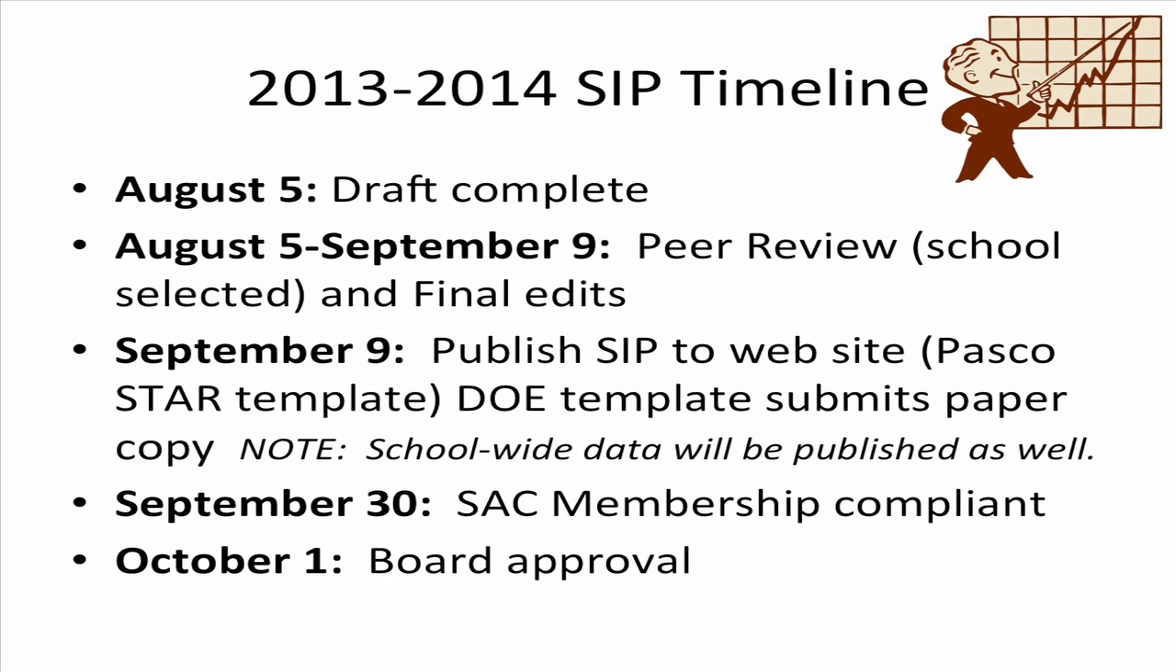On September 9th, publish the SIP to the website if you are using the Pasco Star template. This can be done electronically within the website, and no paper copies will be required to be sent to the district. If using the DOE template, the school will submit one paper copy to the district's Office for Accountability, Research, and Measurement by September 9th. As a special note, this year, school-wide data will be published to the website as well. September 30th will be the deadline to have SAC membership complete, compliant, and documented within the FileMaker Pro database. October 1st will be board approval of all SIP plans.